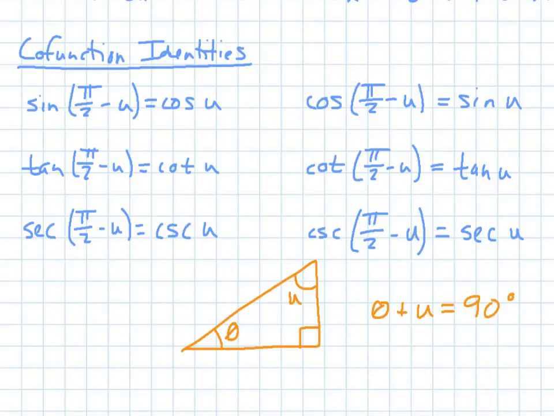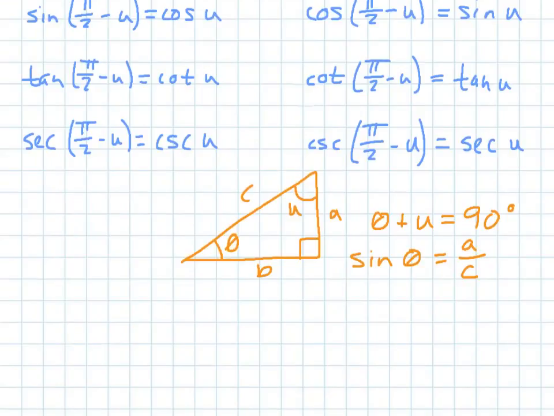So if I find the sine of theta, that's the same thing as looking at the cosine from the other angle, because let's say you have sides A, B, C. In this case, sine of theta would be A over C. If I did cosine of u, that's the adjacent side, so it's also A over C. So they match each other.